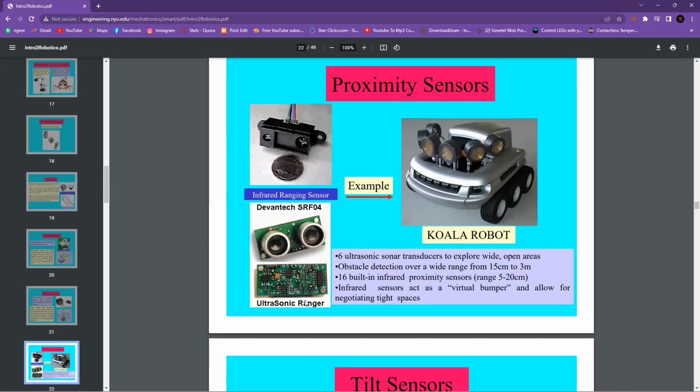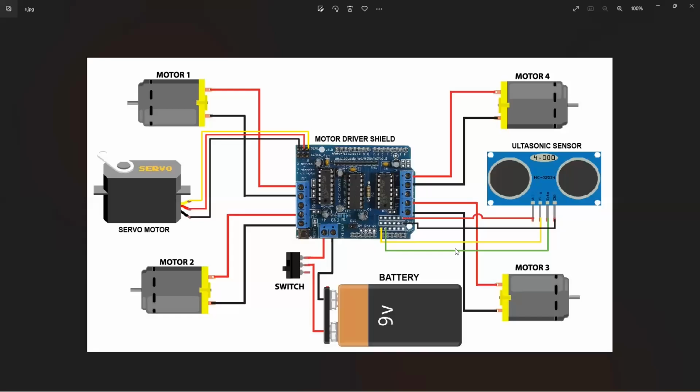So how these work, let me show you this. Let me share my screen with this one. With what I'm going to share right now, you are going to see all what I'm talking about: robots consisting of the microcontroller, the sensors, and then the actuators. With this particular robot, we have four DC motors, which is motor 1, motor 2, motor 3, and motor 4. And then we have one servo motor.